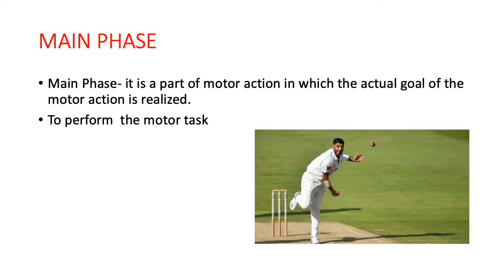Now what is the main phase? Main phase is a part of the motor action in which the actual goal of the motor action is realized. The task which is in your brain, you want to throw the ball, that is in your brain. Then earlier you have prepared for that. Now here you are executing. See, he has thrown the ball. This is the main action. So this is the main phase when you actually perform that task. The purpose of this is to perform the motor task. The purpose of the earlier phase was to prepare the optimal conditions. Now optimal conditions have been created. Now you throw the ball during the main phase.